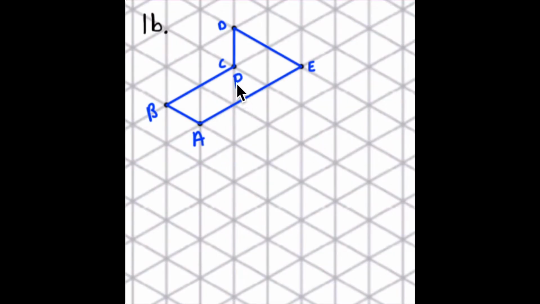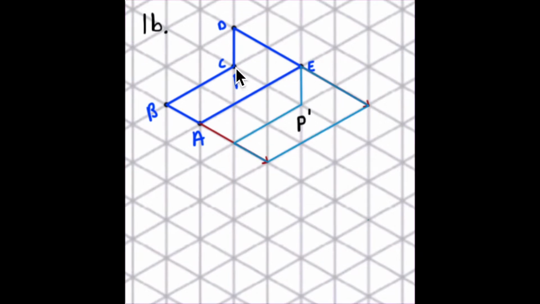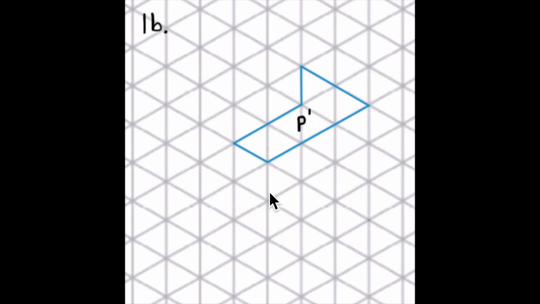So here's pentagon P, and we are going to translate P in the same direction and the same distance. So it's going to be 2 units in this direction, 1, 2. Every point is going to move those 2 units. So from C to its corresponding point here, 2 units. From this point here, 2 units. Same distance, same direction. That is a translation. So P goes to P prime.